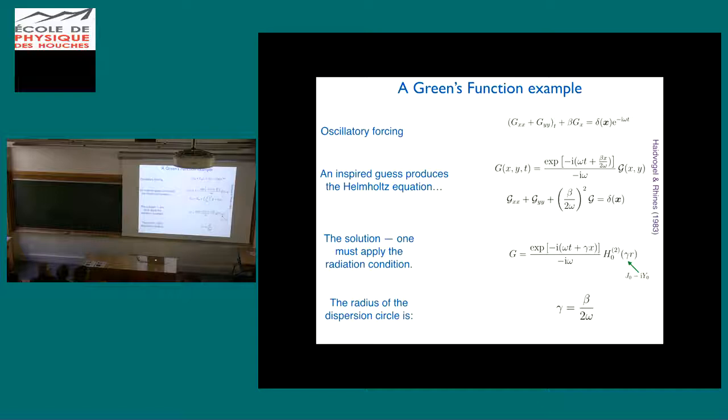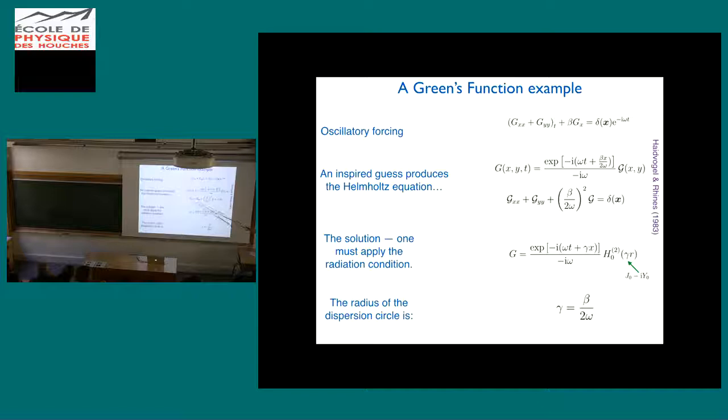So we know that the solution to this equation will be proportional to e to the minus i sigma t, because that's what we forced it with. So you should look for a solution like that. But the slightly ingenious part of the solution is that if you also add the term minus i beta x over 2 omega, then this curly g function satisfies a Helmholtz equation, a rather standard equation. You see, if you didn't do that, you'd have a first derivative term, and it wouldn't be the sort of standard equation that you learn about in mathematical physics. So that's why this is an inspired guess, if you like.